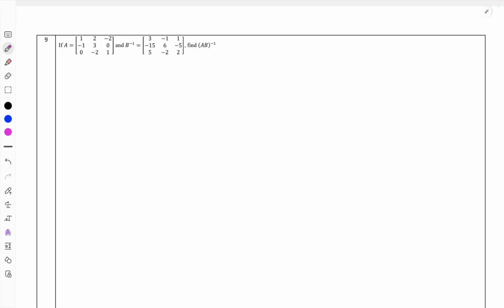In the last class we did till question number 8. So now we can start question number 9. So till question number 8 it was from relations and functions. So now we can start the new chapter.